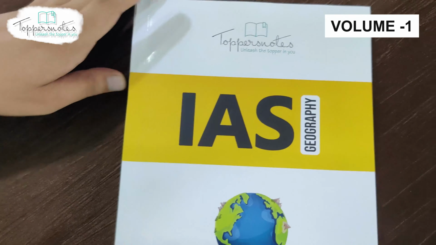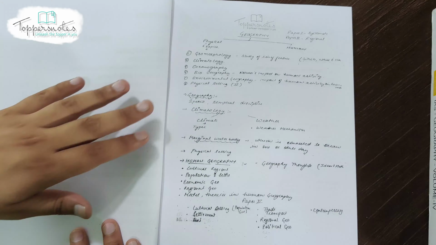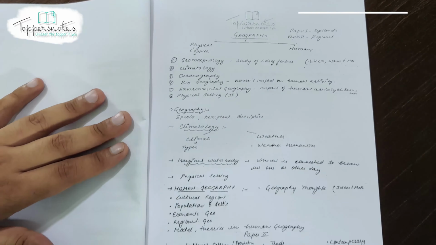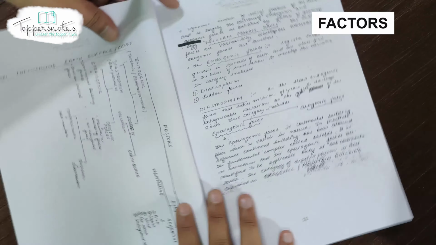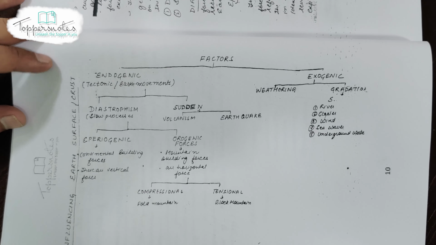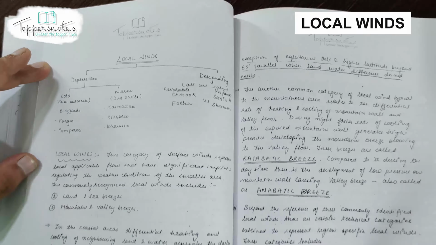So friends, our first book is volume 1. Let's have a look over the index. As you can see, here is our index. Our first topic in this geography, which starts from here. Factors has been given over here. Factors influencing Earth's surface or crust. Local wind topic starts from here.